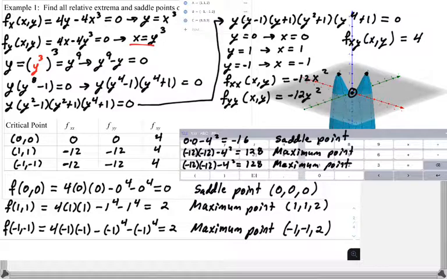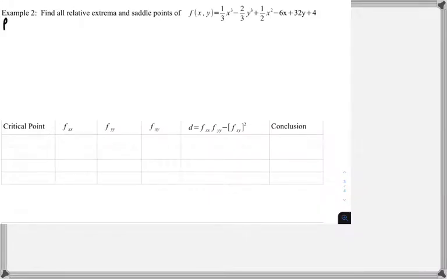Okay, I got one more example in this video, so let's go ahead and take a look at it. We're going to look at finding the same thing as the previous one: find all relative extrema and saddle points of the function f of x, y is equal to 1/3 x cubed minus 2/3 y cubed plus 1/2 x squared minus 6x plus 32y, and then plus 4.